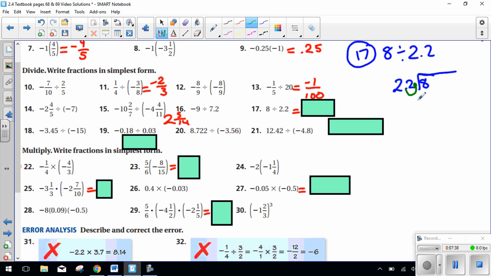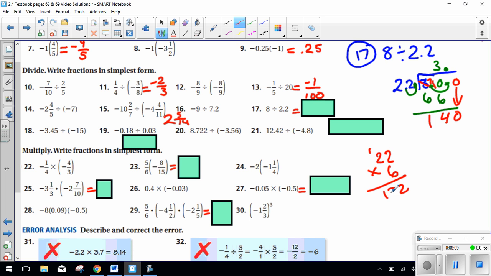Move this over once to make it 22. The decimal on 8 is at the end, so we move that once to the right, and the decimal goes straight up. 22 goes into 83 times. That gives us 66. 10 minus 6 is 4. 7 minus 6 is 1. All right, so let's see. 6 times 2 is 12. 12 and 1 is 13. So it's got to be 6.